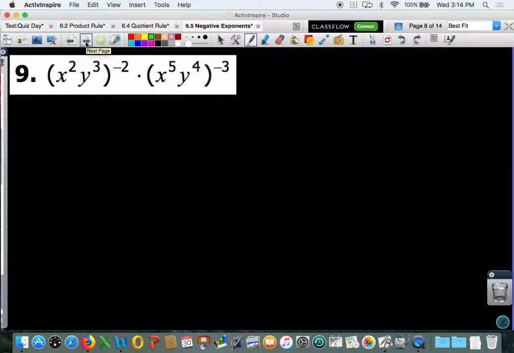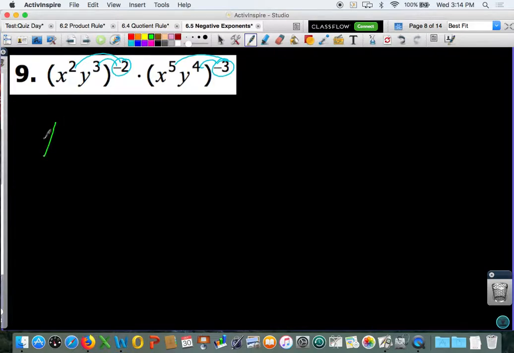All right, we're going to look at 9. Again, we're going to need to use what we've learned in the past, and we're going to want to go ahead and completely multiply this out before we start moving things around. So, negative 2 multiplying by everything inside, and negative 3 multiplying by everything inside.